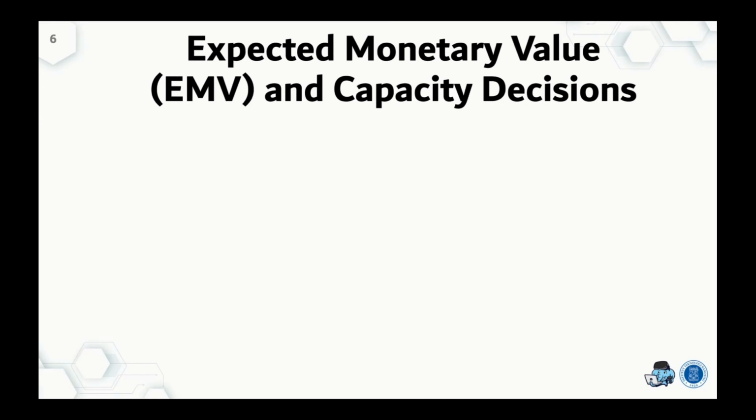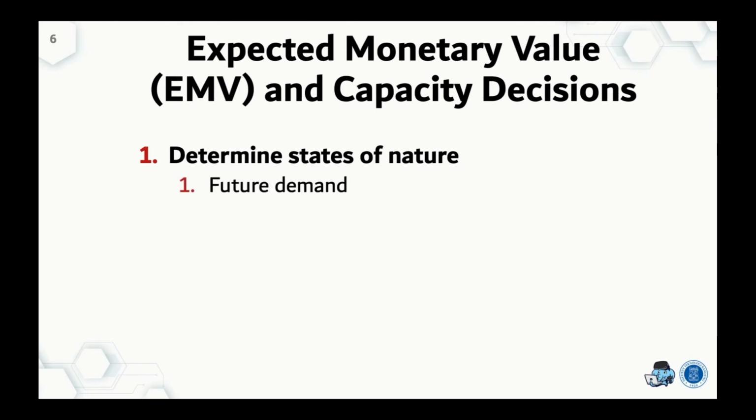Let's use one method, which is EMV, expected monetary value, and relate that to the capacity decision. How can we do that? How can we use this tool to solve the capacity case? First, we need to determine the state of nature, which is the environmental situation or condition, such as the future demand or market favorability, whether the market will be favorable in the future or not.